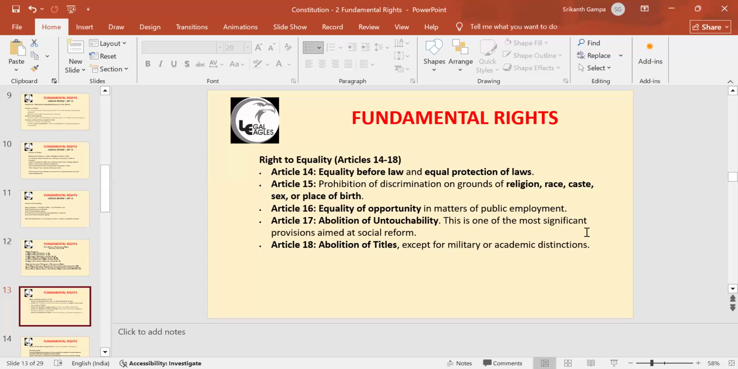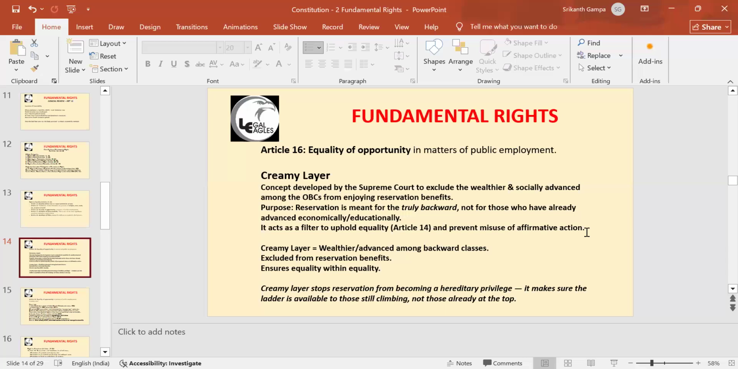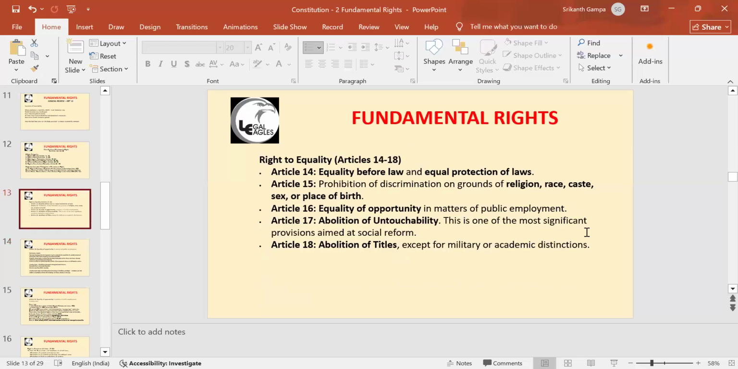Here, equality before law and equal protection of laws. The basic understanding of equality before law is that everyone is equal before law. There is no discrimination. Everyone is treated equally, whatever may be your caste, whatever may be your religion, whether you are rich, poor, higher caste, lower caste, government employee, private employee, or a very rich industrialist. The law is the same for everyone in the country. Law is supreme. It applies to everyone equally.